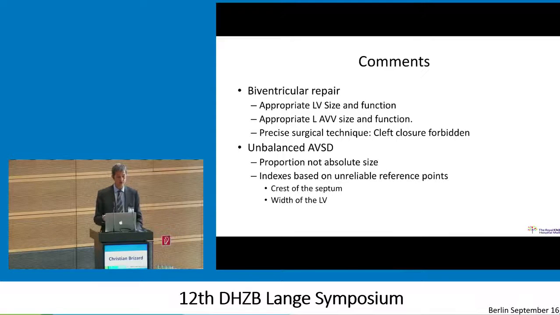You need an appropriate left AV valve size and function, and the left AV valve size depends on how much of the common AV valve you distribute to the left side. With a precise surgical technique and a mandatory cleft, or leaving the cleft open in a mandatory fashion, you can keep the left AV valve area very significant. The unbalanced AVSD is a proportion, and proportion in all these indexes is not the absolute size, and the indexes are based on unreliable reference points.